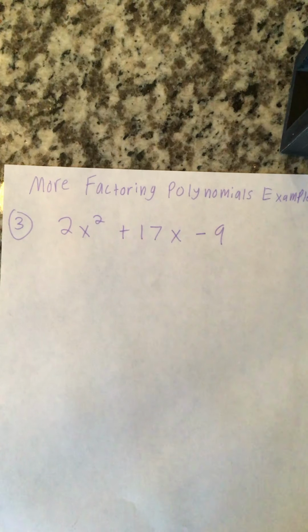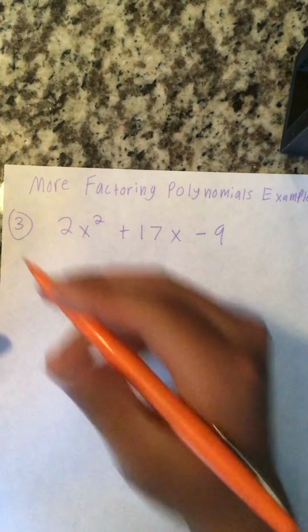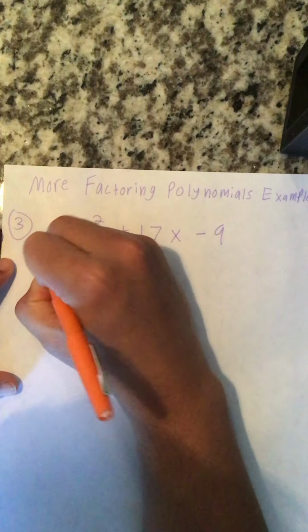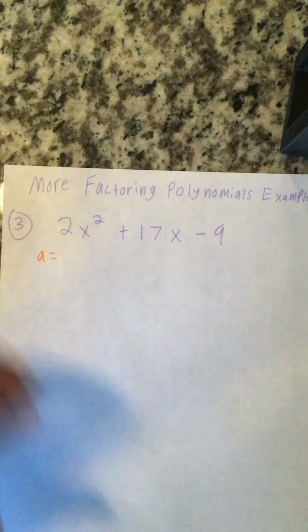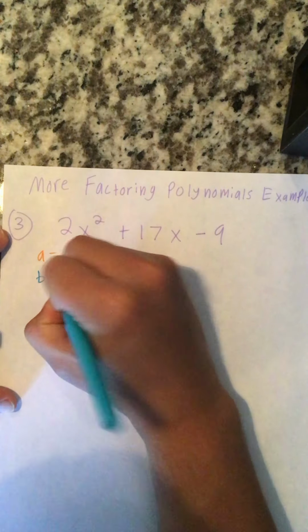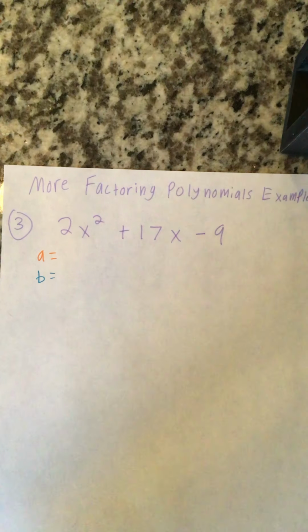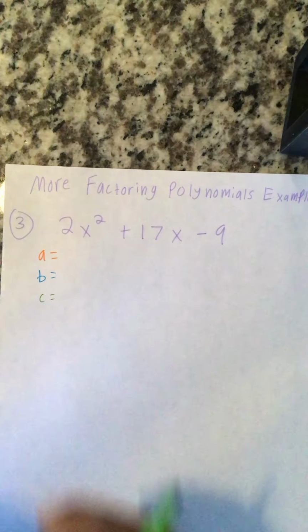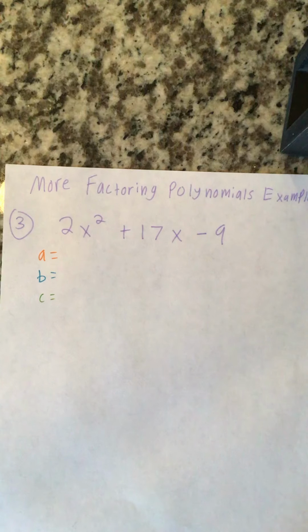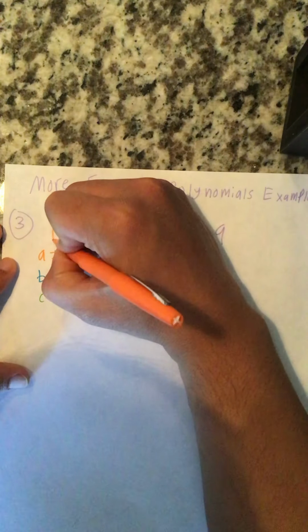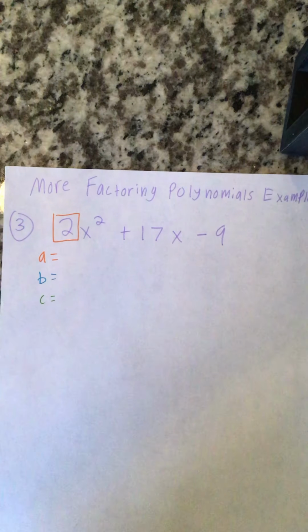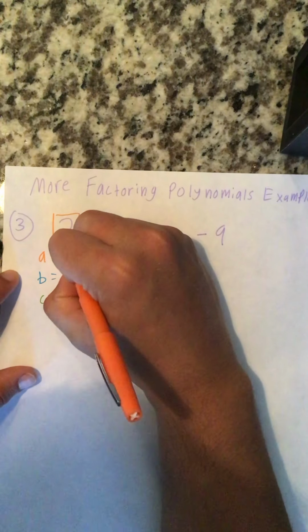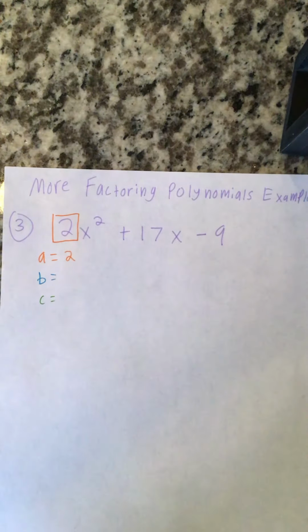So just like before, we have to remember to identify our A, our B, and our C. Okay, so remember A is whatever is in front of the x squared, or the variable squared. So my A in this case is 2. In the other examples, my A was 1, okay? But for this one, our A is gonna be 2. And we're gonna see how that affects stuff later on, okay?